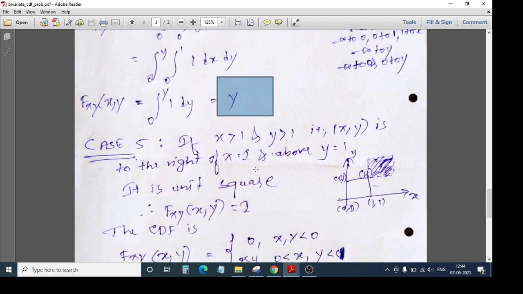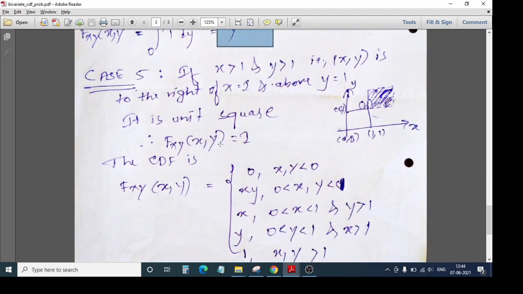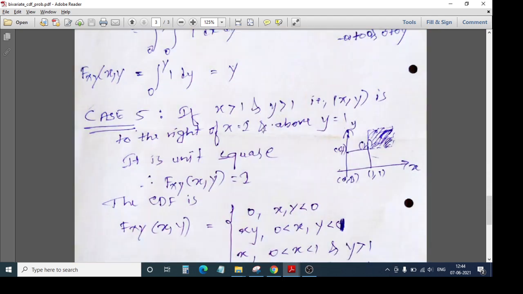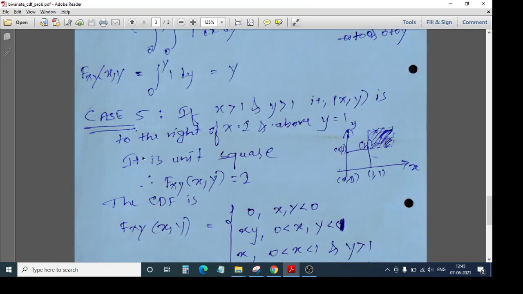Finally coming to the last case, which is case number 5. Case number 5 is a bit different. Please observe here, friends. We are taking x greater than 1, as well as y greater than 1. So what is happening here? Let me take the board.